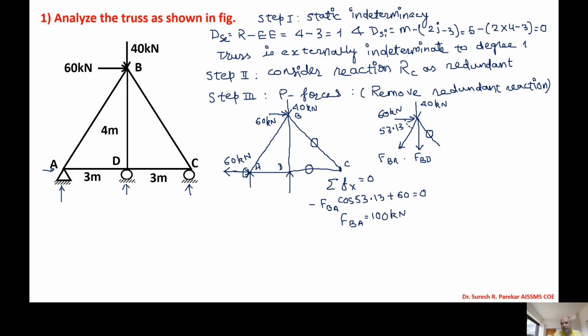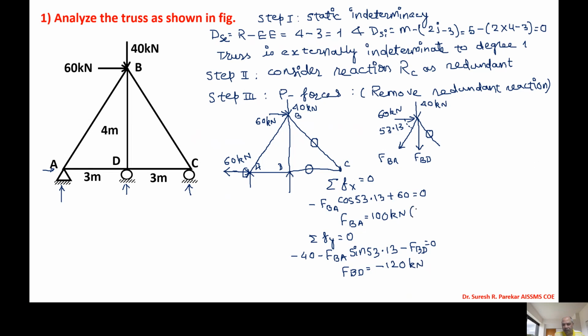So we have a plus value, meaning the assumed direction is correct. Now we will apply summation Fy equal to 0, and then we will get Fy equal to 0. So minus 40, then minus FBA sine 53.13, plus FBD, sorry, minus FBD, and that is equal to 0. Solving this, we will get FBD equal to minus 120 kilonewton.